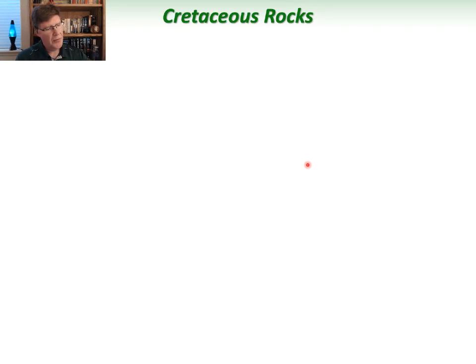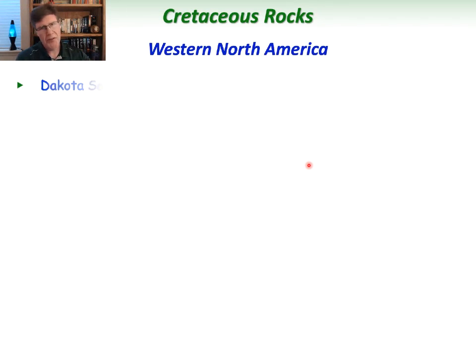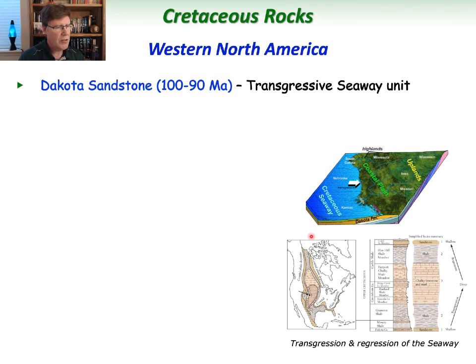Let's talk about deposition in the seaway of western North America. Here's a map showing North America and the depositional patterns within the North American interior seaway of the Cretaceous. So there's different types of sediment deposited across the seaway. Along either margin is probably where we saw more sand. And as you go towards the middle of the basin, there's more muddy sediment and even carbonate.